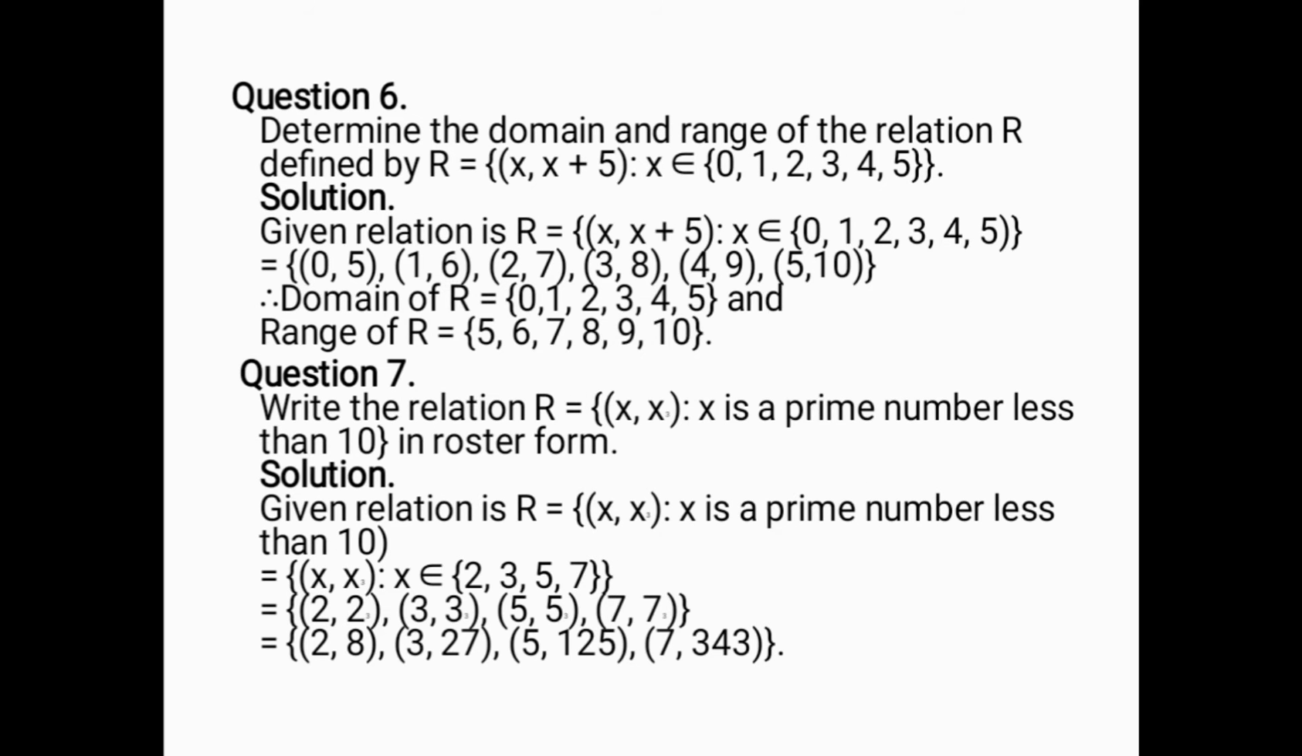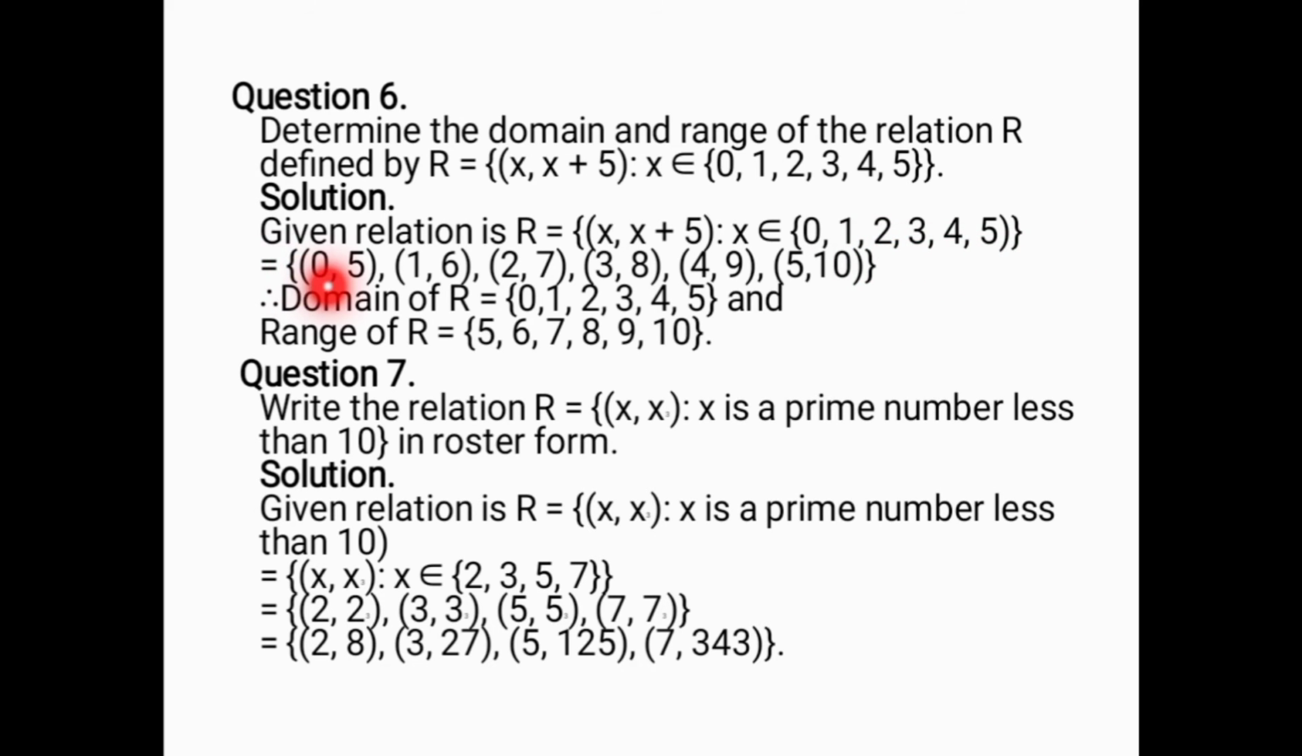Question number 6. Determine the domain and range of the relation R defined by R equal to {(x, x plus 5)}, x belongs to {0, 1, 2, 3, 4, 5}. Solution. Given relation R equal to {(x, x plus 5)}, x belongs to {0, 1, 2, 3, 4, 5}.